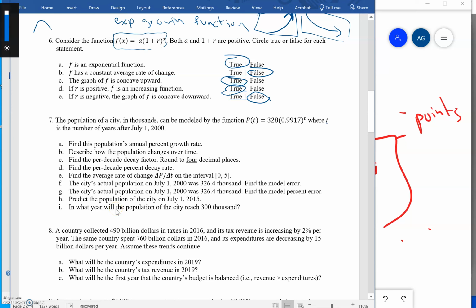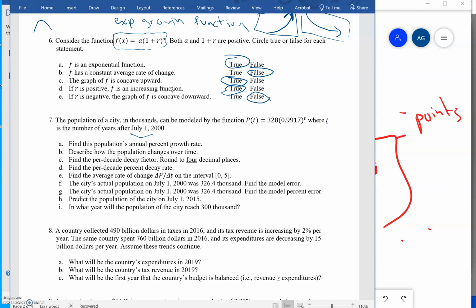Okay, so we are looking at number 7 on the Unit 2 practice problems. The problem says the population of a city in thousands can be modeled by the function p of t equals 328 times 0.9917 to the t, where t is the number of years after July 1st, 2000. And we got a whole bunch of questions about this model.